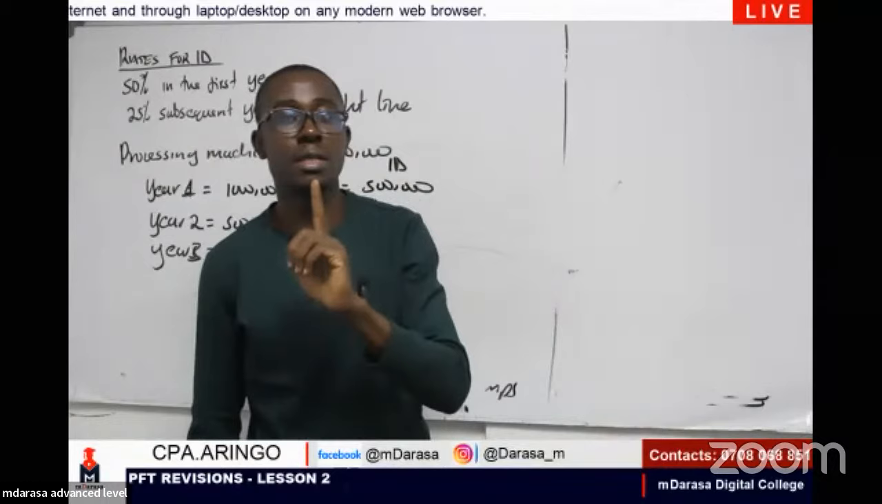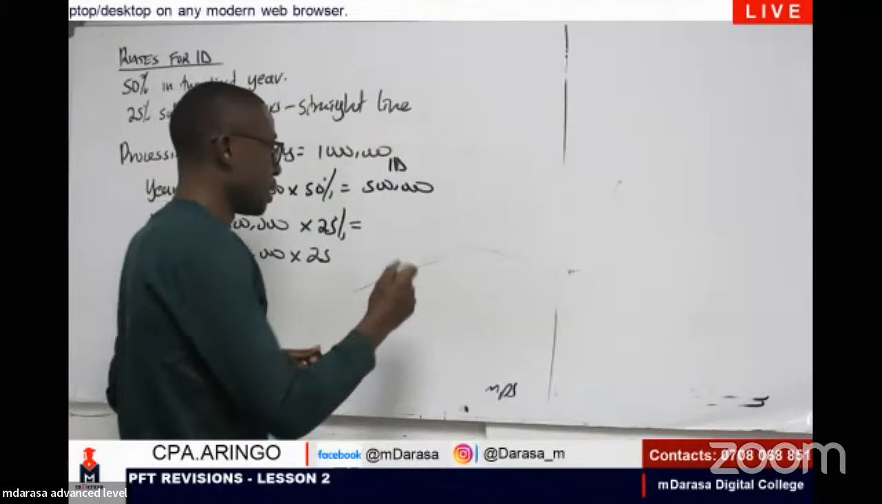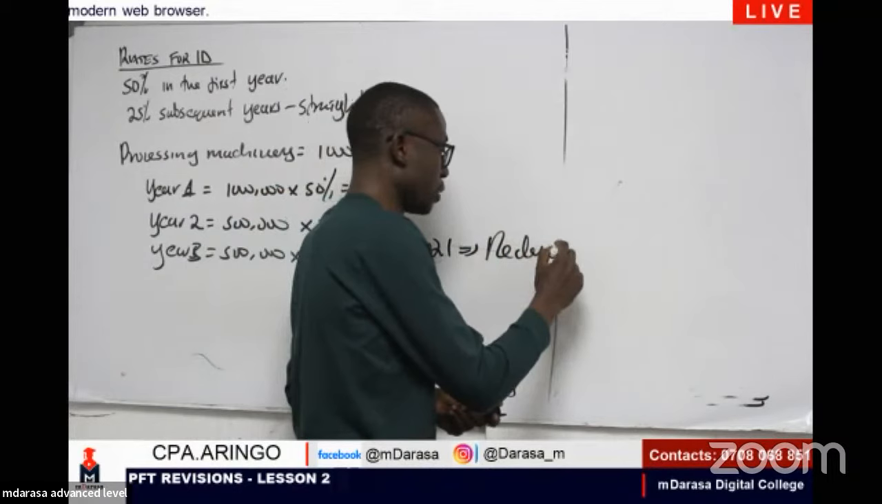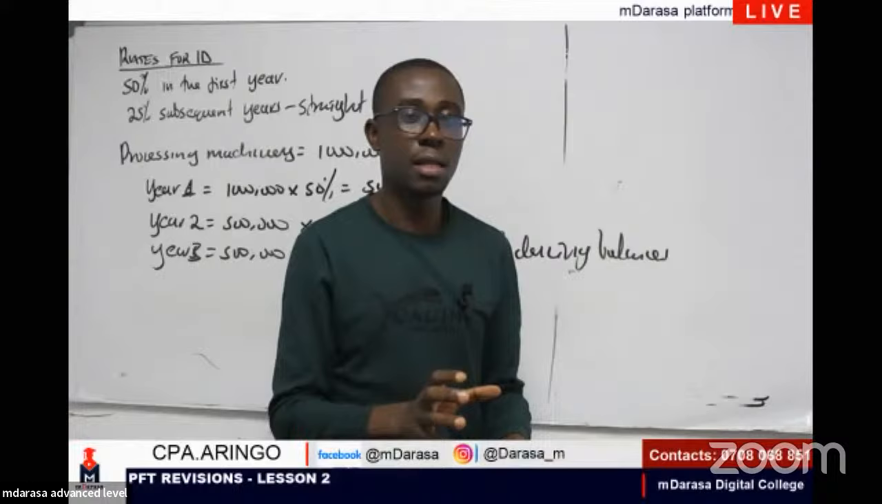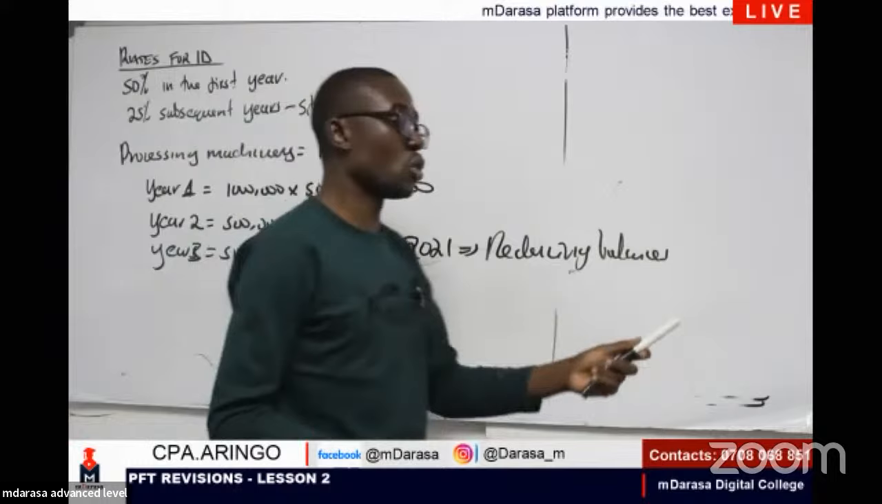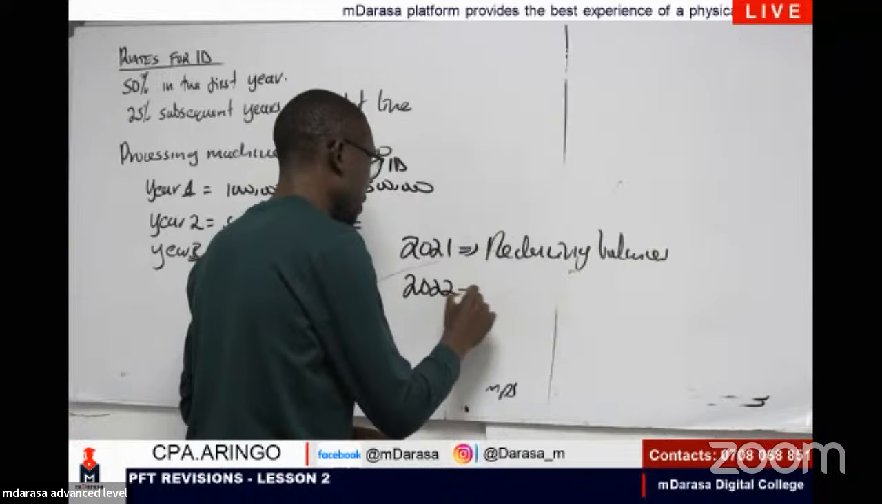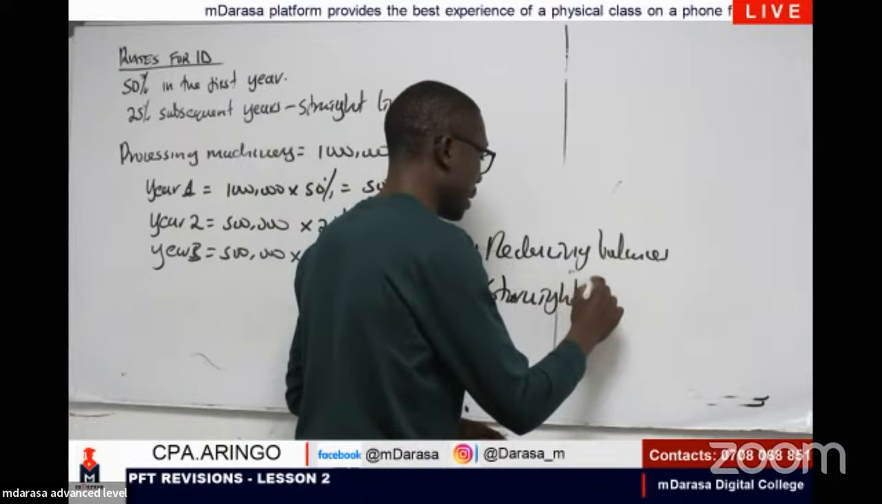Straight line basis. Because remember, this is what happened. In 2021, we were doing this on reducing balance. So the students who were tested in 2021 were using reducing balance all through, that is to say, whichever amount I had as the balance, I was using it on reducing balance. But here came 2022, and in this case it was changed to straight line basis on the balance.